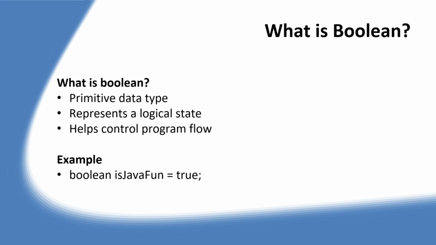So, what is Boolean? The Boolean data type is used to store logical values, unlike other data types that store numbers or characters. A Boolean can store only two possible values, true or false. These values are commonly used to represent conditions and decisions in a program.